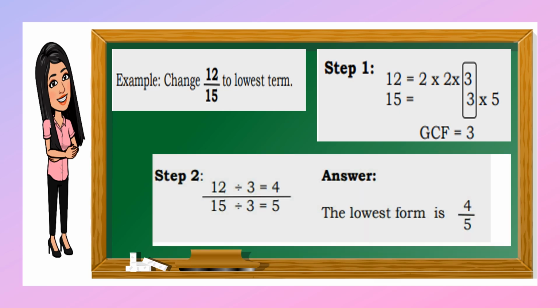Second step is to divide 3 both kay numerator at denominator. So, we have 12 divided by 3 equals 4. 15 divided by 3 equals 5. So, the lowest form is 4/5.